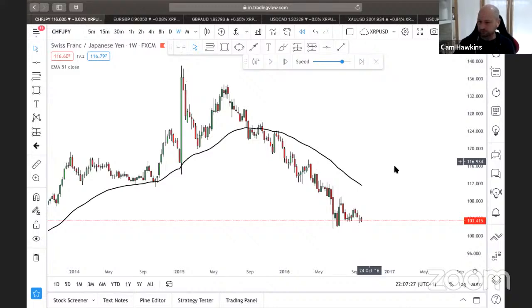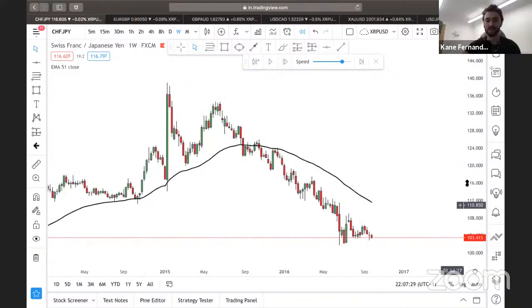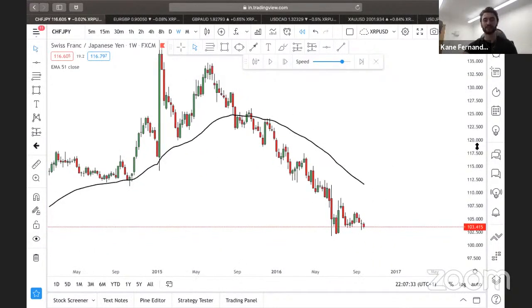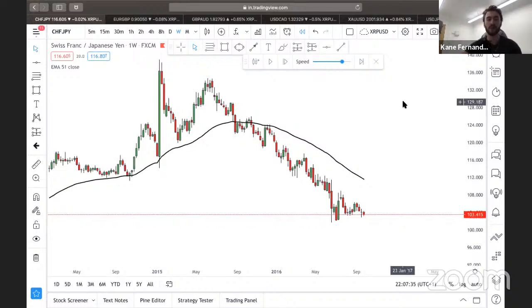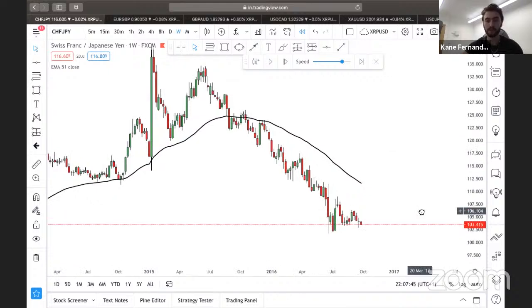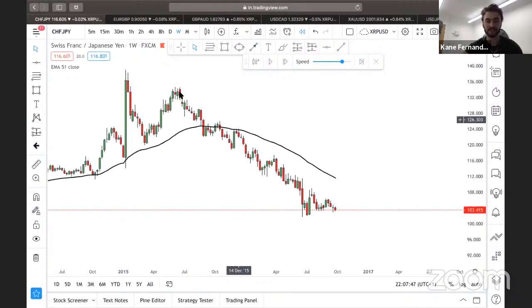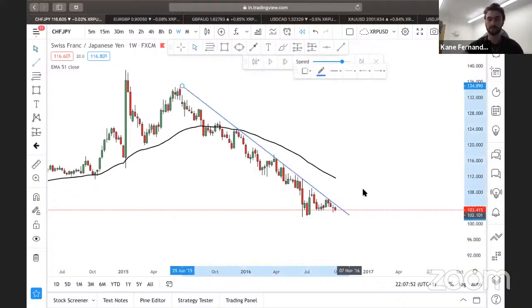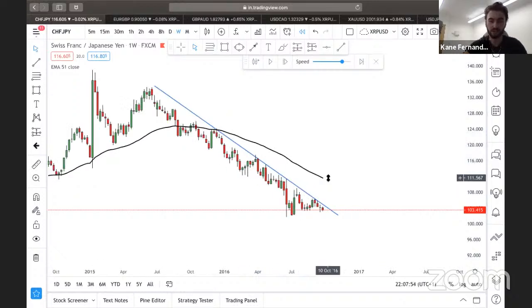Cool. Welcome, everyone. So first thing that we do is top-down analysis. Usually I start on the monthly just to give me a bit of a guide, but I don't actually use it to take trades. It's just so I know what's going on. But obviously we're on the weekly, which is fine. I can see that it's been respecting this downtrend since 2015. I could just put that trend line on there for you guys to see it. So price is being capped by this trend line, in my opinion.